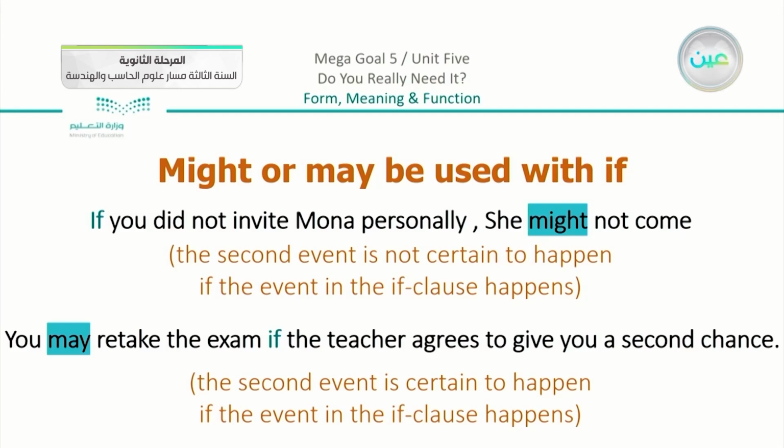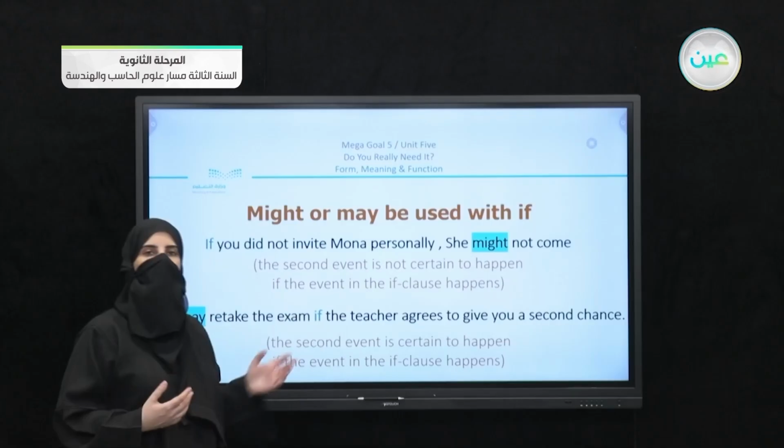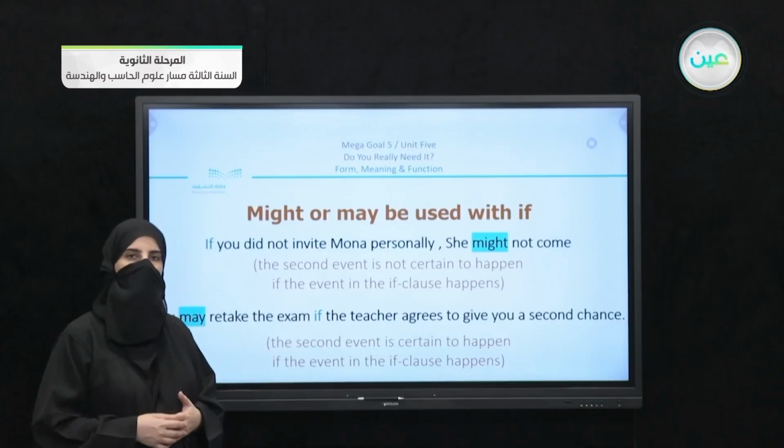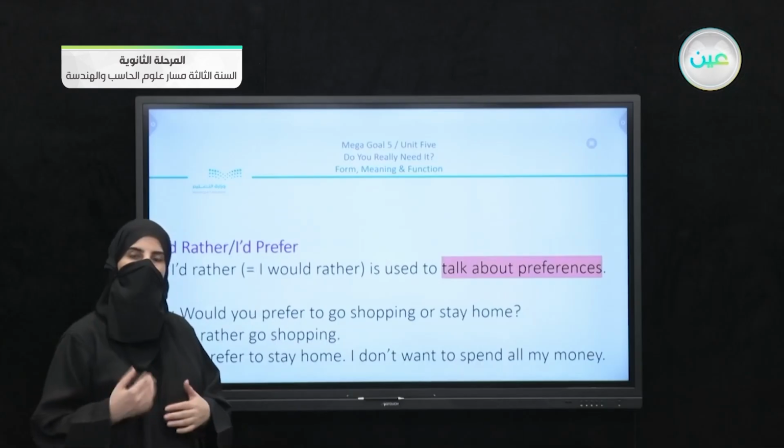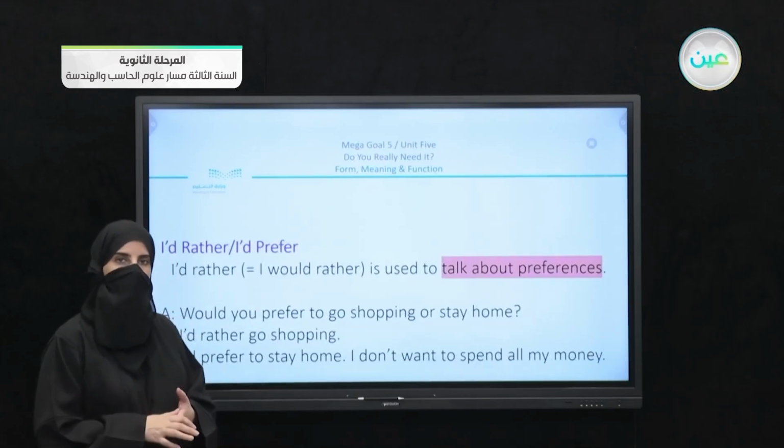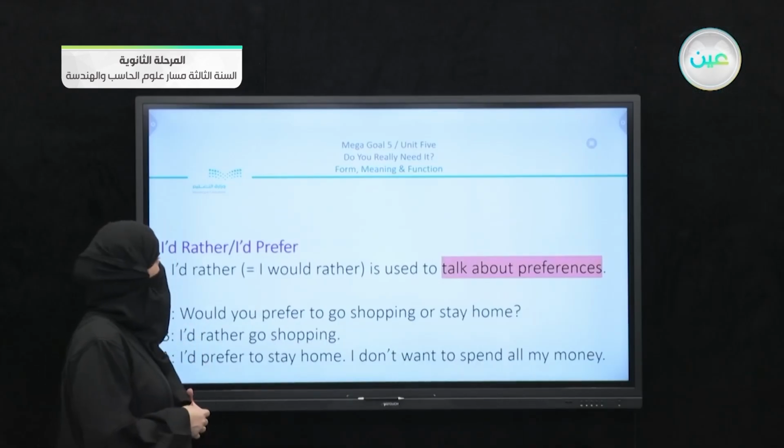So you can see that there is the condition, if the teacher gives you a second chance, and of course there is the possibility for something to happen. Now we can see that you may retake gives a positive meaning that something will occur, and she might not come gives a negative meaning that something will not happen. So we have here the two modals, might and may, that can be used with the if clauses, or the if sentences in general.